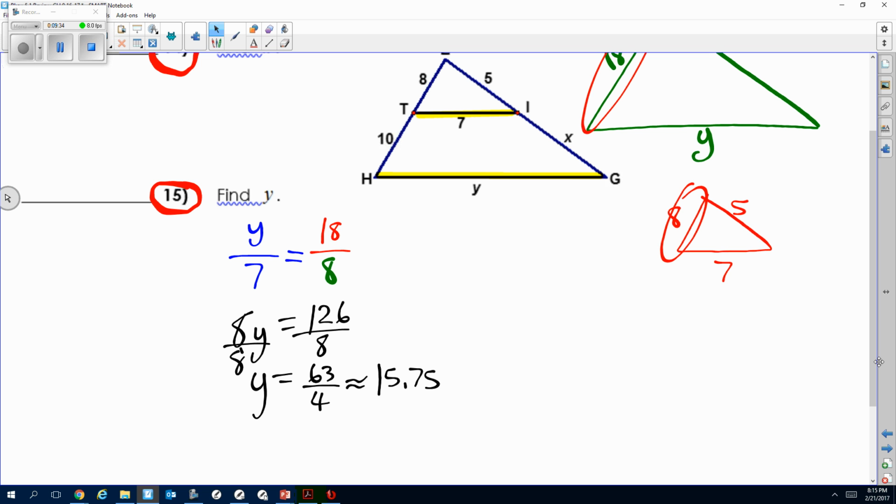Okay? And then that takes care of section 2, which is writing and solving proportions. Thank you for getting that done.